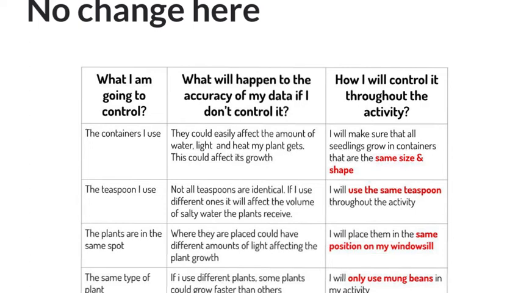Now another one we can do is to talk about the same type of plant. Never ever use a different type of plant. Right? Some plants grow at different speeds. So some plants might be faster growing than others. So I must use mung beans, and I've said I'm only using mung beans in my activity.